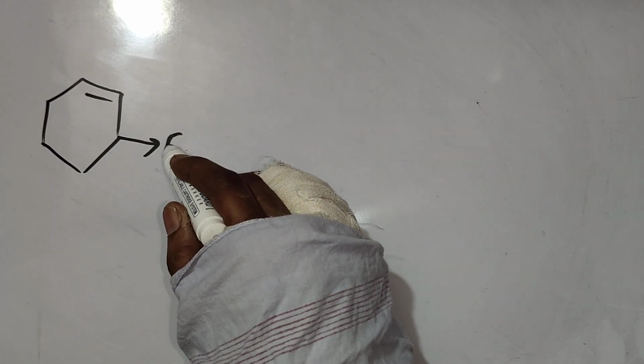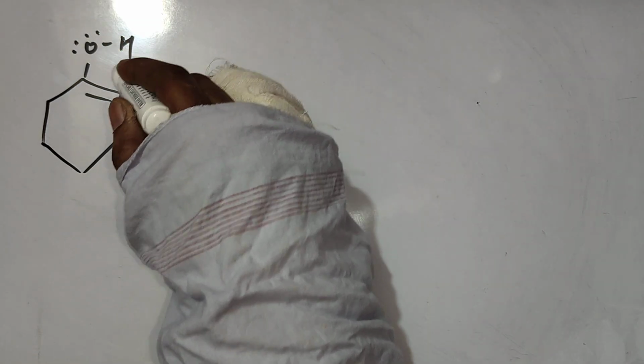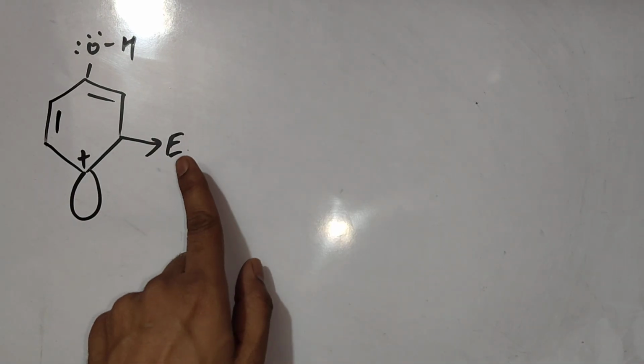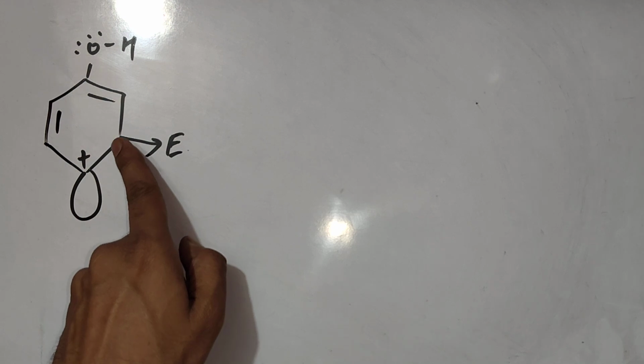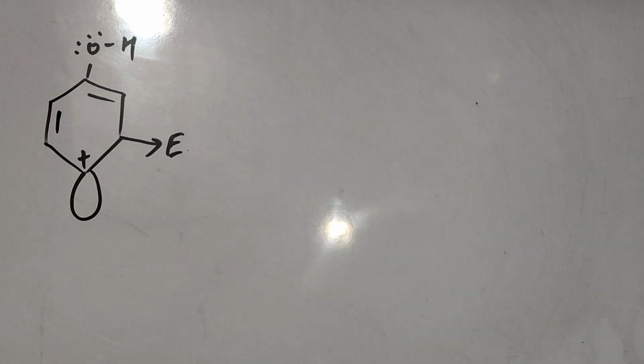As I already told you, this will be the carbocation when the electrophile attacks on the meta position. This one. This is the carbocation. Now let's check how many times this carbocation is getting stability, meaning how many times we can finish its positive charge.